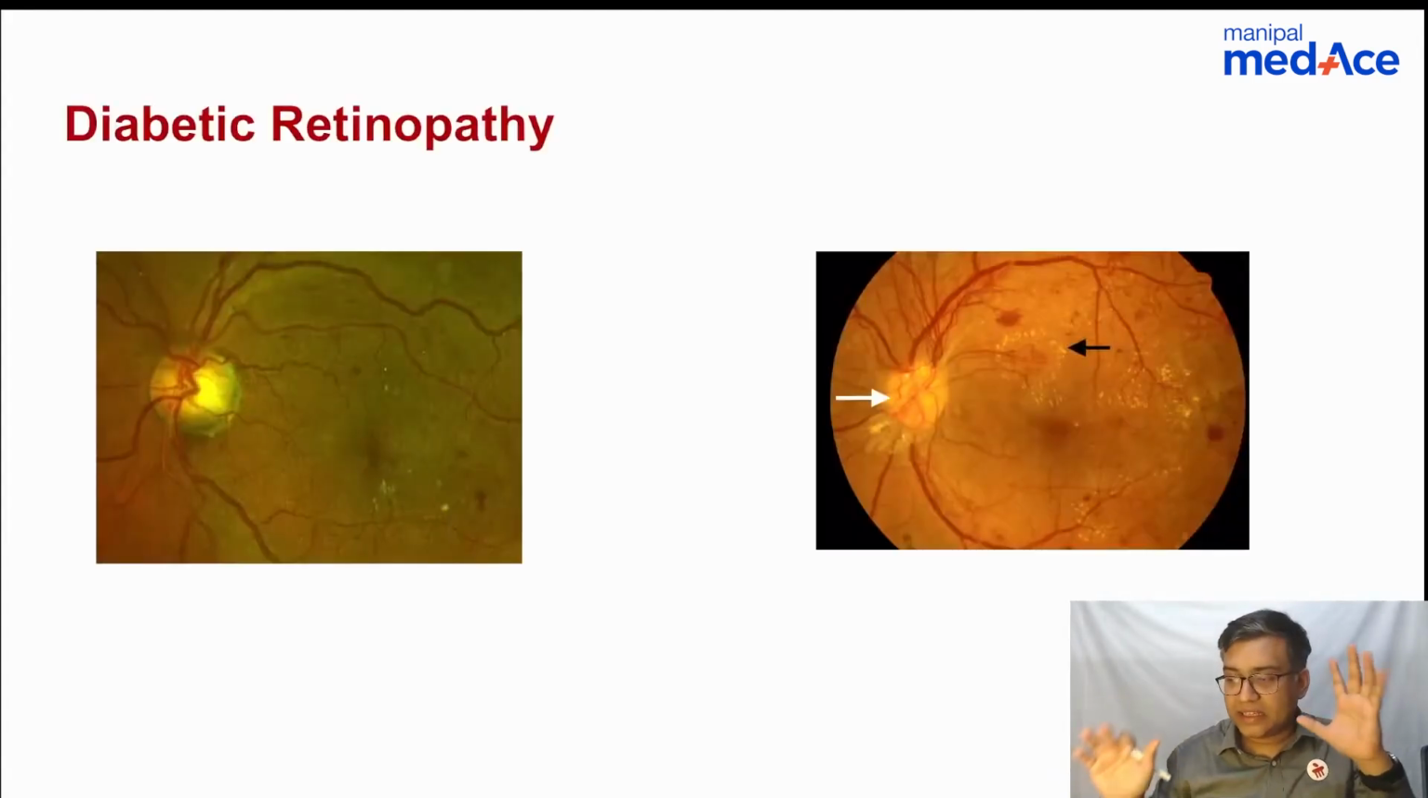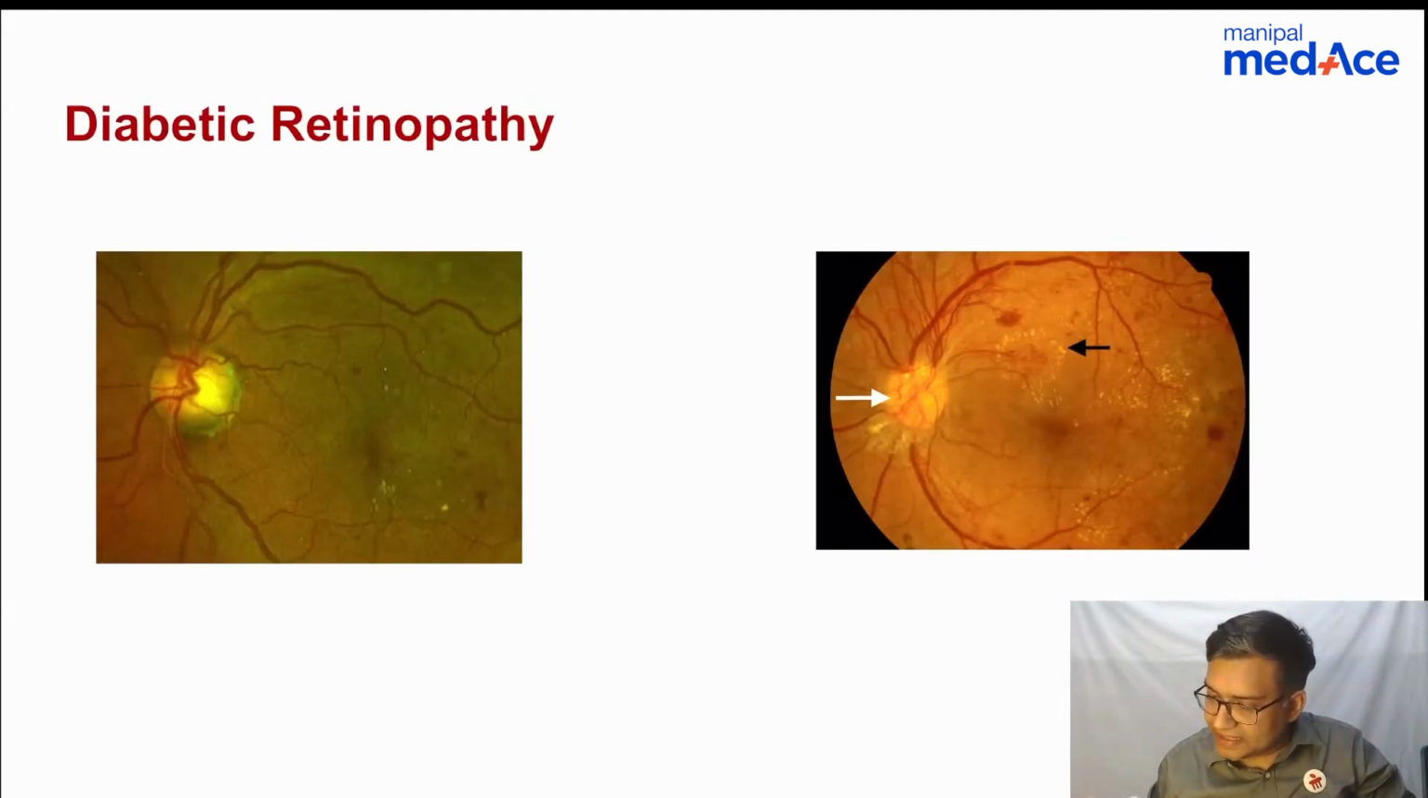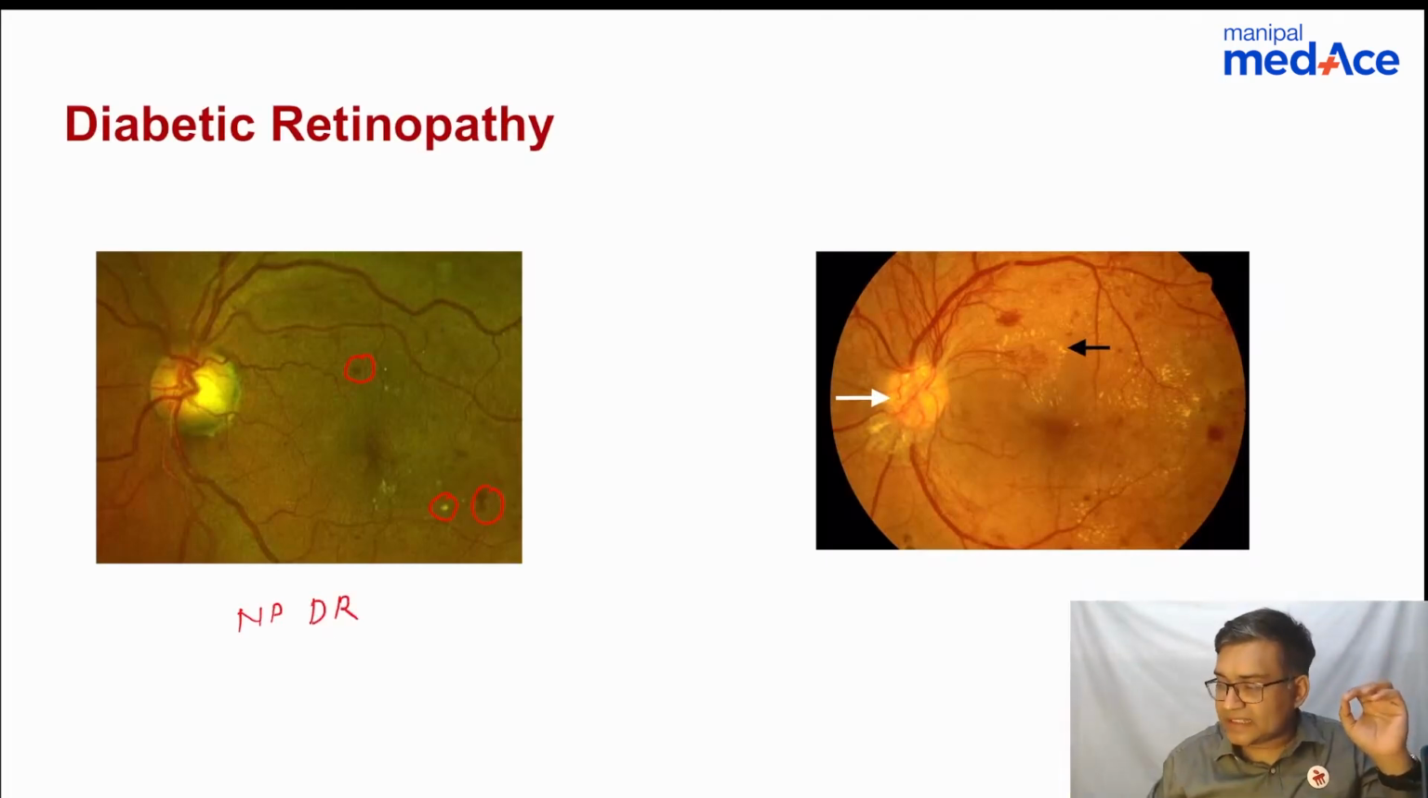Now let us see what is the difference between the fundus photograph of a patient with diabetic retinopathy. In the first image you can see some hemorrhages and some exudates here. This is a patient with non-proliferative diabetic retinopathy. In the second image you can see some new vessels growing in the retina and at the disc. So this is a proliferative diabetic retinopathy.